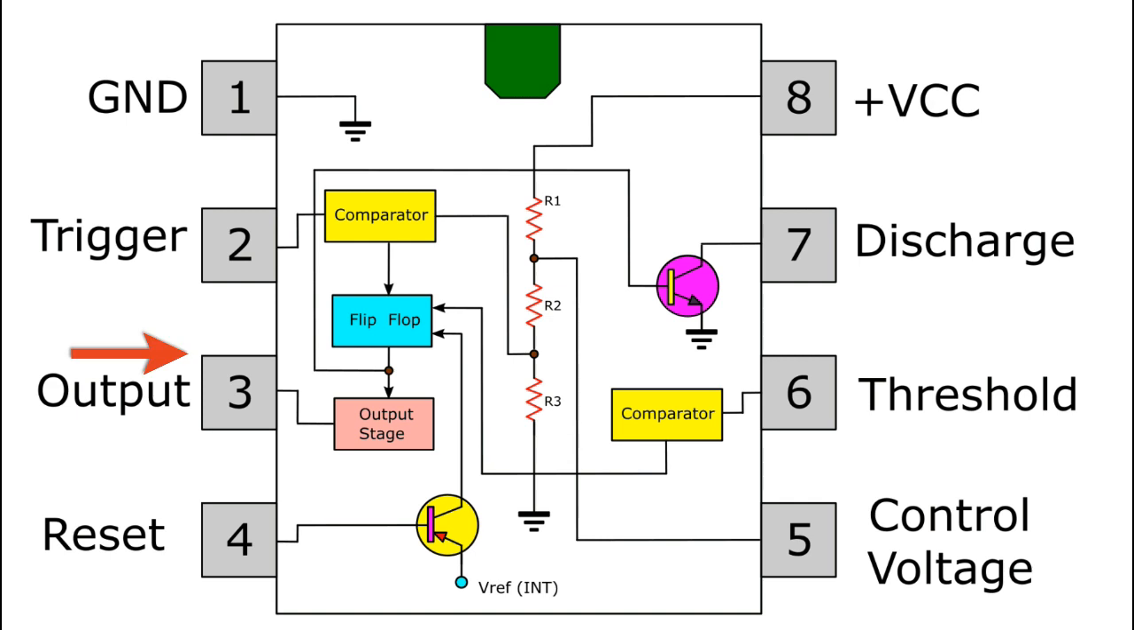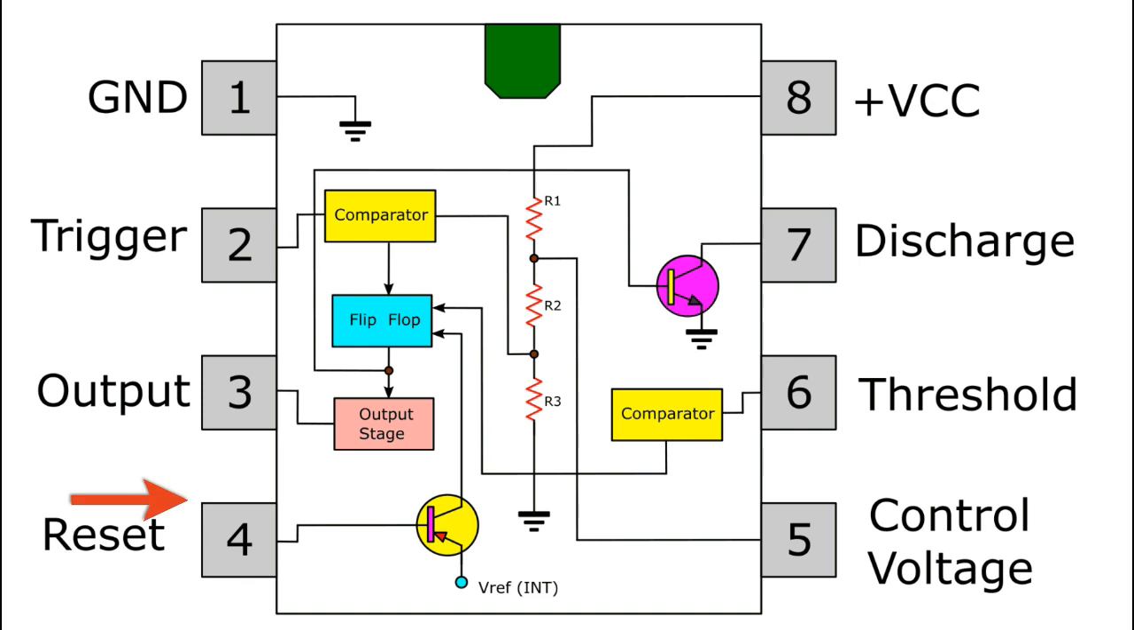Pin 3. Output. The output pin can drive any TTL circuit and is capable of sourcing or sinking up to 200 mA of current at an output voltage equal to approximately VCC minus 1.5 V. So small speakers, LEDs, or motors can be connected directly to the output.